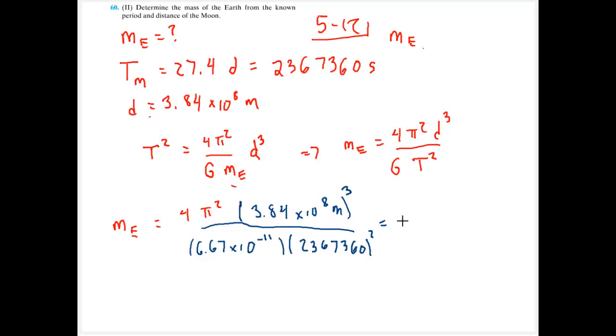And at the end of the day, you're going to calculate 5.98 times 10 to the 24th kilograms. You check that with your book, and you see that you came up with a value that makes sense.